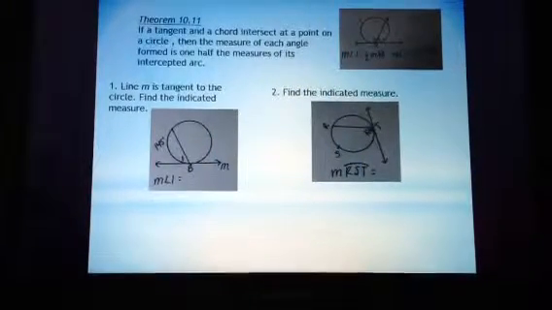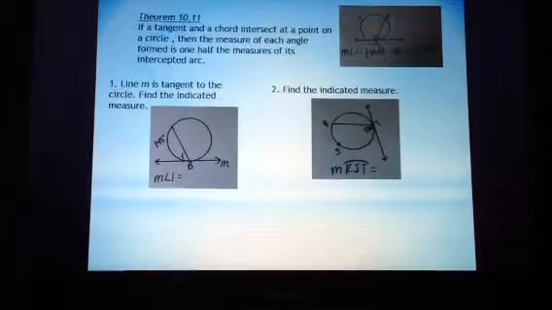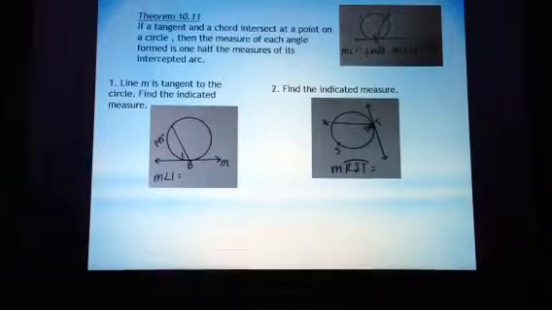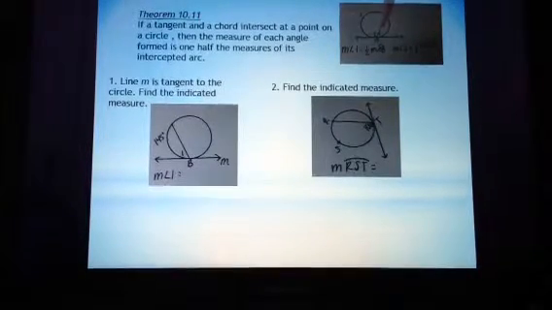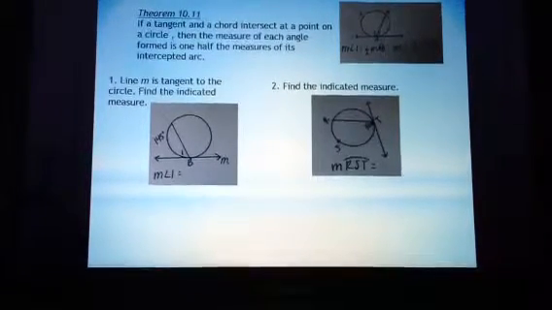For theorem 10.11, if a tangent and a chord intersect at a point on a circle, then the measure of each angle formed is 1/2 the measure of its intercepted arc. So to find the measure of angle 1, you divide BA by 2. And to find the measure of angle 2, you divide arc BAC by 2.